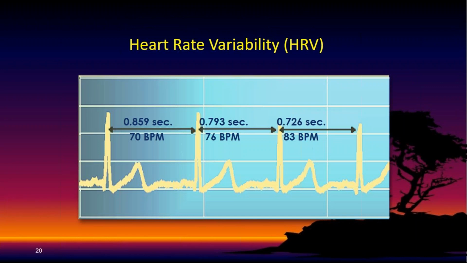So this may look like a little bit of a confusing slide here, but if we look at it, I'll explain it to you, because this is an important concept with HeartMath. It's called heart rate variability, HRV. And what this is measuring, and this is an important measure, as we'll see as we go along here, is the beat-to-beat rhythm of the heart.